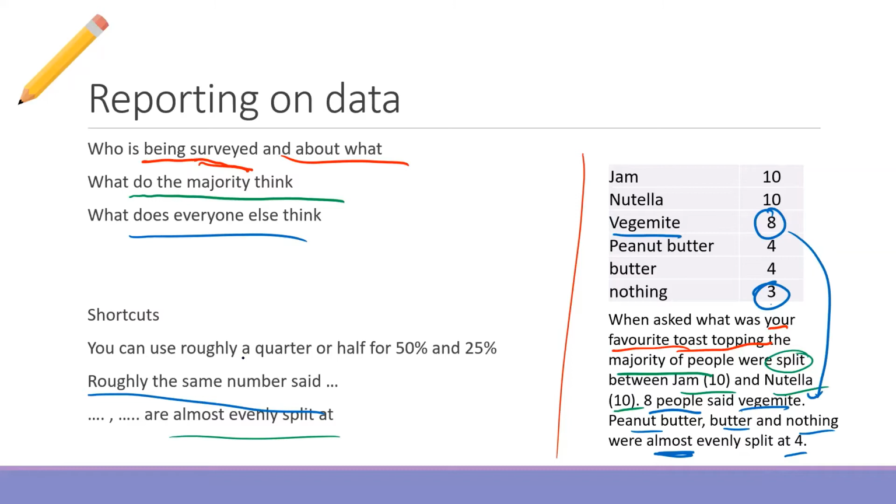Or you could even say peanut butter and butter had the same amount of people, 4, whereas nothing had roughly the same number at 3. Roughly the same number said nothing, and then you could put in brackets 3. And that's how you report on data. This is how you might report on data written straight from a frequency table.